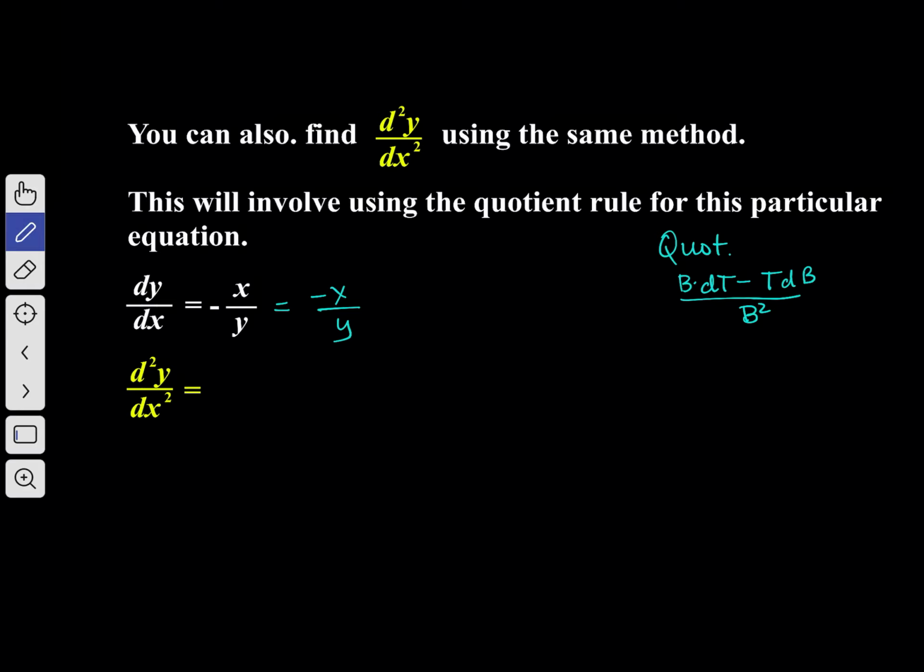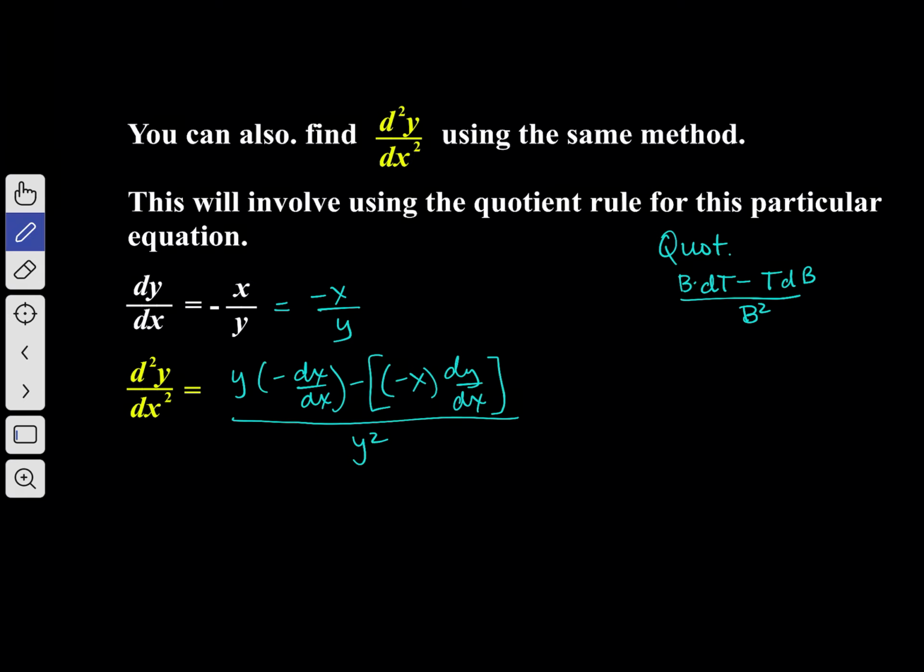So if I want to find the second derivative given the first derivative, it's going to be bottom times derivative of the top, which would be negative dx/dx, minus the top times derivative of the bottom, dy/dx, all divided by the bottom squared.